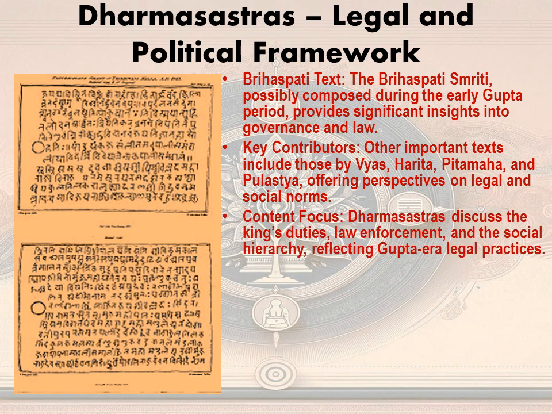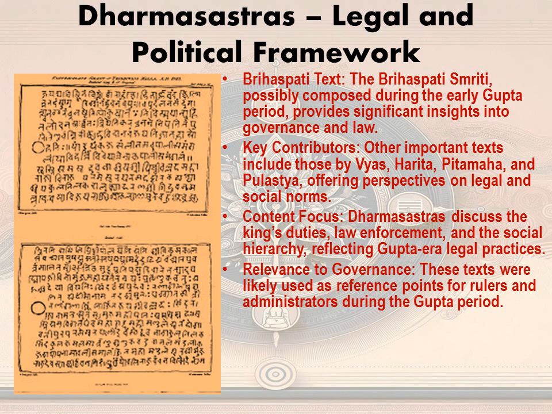Dharmashastras discuss the king's duties, law enforcement, and social hierarchy, reflecting Gupta era legal practices. So, what were the legal practices? What were the rules for the king? What were the duties for the king? How was the law enforced? How did different kinds of royal officers function in different departments? All these things are given in the Dharmasastras.